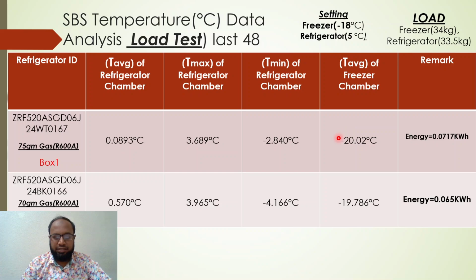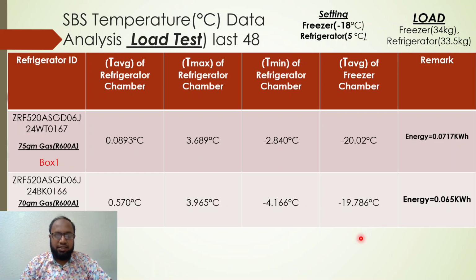But the temperature is achieved here. You can see the average temperature of the freezer chamber is minus 20 degrees centigrade, as against our setting of minus 18 degrees centigrade. And the refrigerator chamber temperature achieved is 0.089 as against the setting temperature of 0.5 degrees centigrade. So as compared, box number 2 with the 70-gram gas quantity, the lesser refrigerant gas quantity, has good performance: against the 18 degrees centigrade setting its average temperature is minus 19, and against the 5 degrees centigrade setting its average temperature is 0.5 degrees centigrade, with less energy consumption.